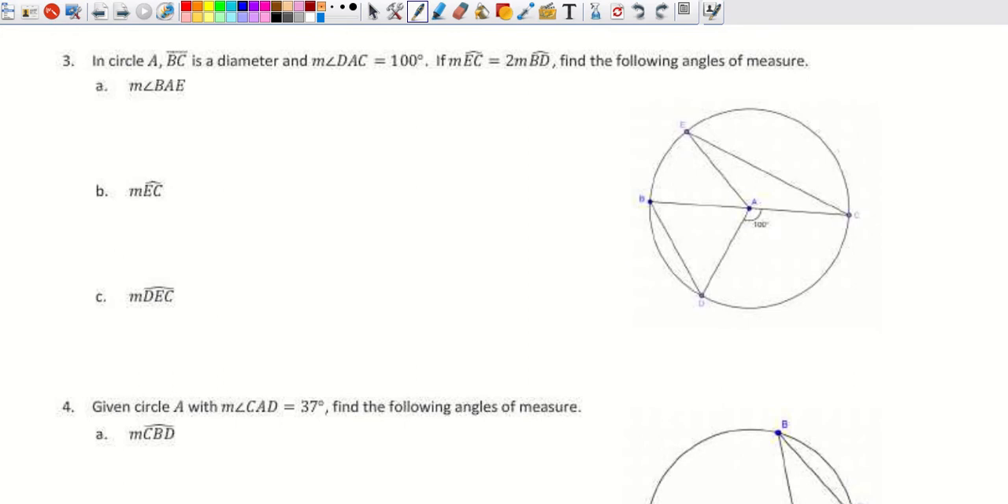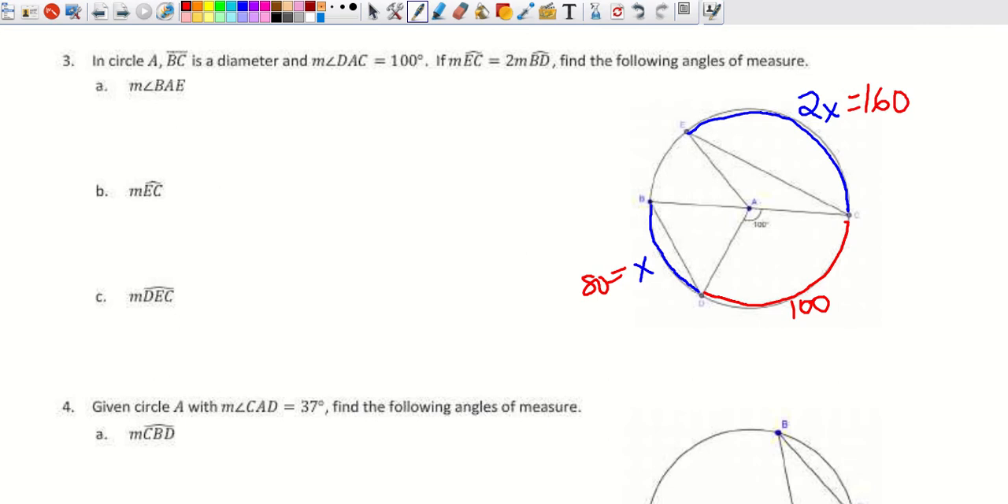Number 3, BC is a diameter, DCA is 100. We know the measure of arc EC is 2 times the measure of BD. So this arc, whatever this is, we'll say x. This arc up top, CE, is 2 times that. So we just need to figure out the measure of those arcs, and we'll be able to answer the rest of the question here. All right, we know that this angle is 100 degrees. So this arc, since it's a central angle, is the same. So x is equal to 80. 2x is equal to 160. And then this arc over here is going to be 20 because it forms the semicircle here with a diameter.